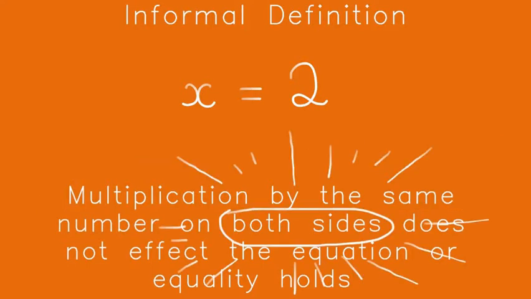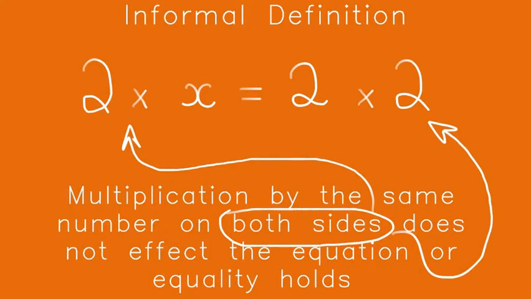Now, the most important thing is, for example, you choose 2. So you're going to choose 2 and multiply it on both sides, okay? And that way you don't ruin the balance of the equation. So 2 times x is equal to 2 times 2.